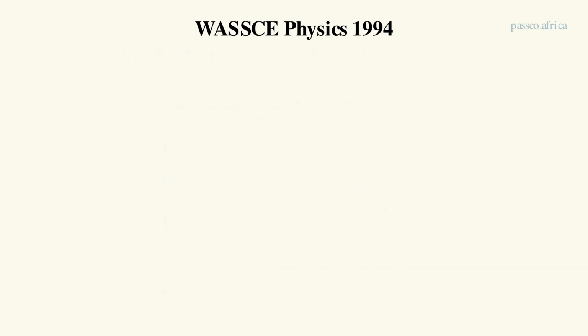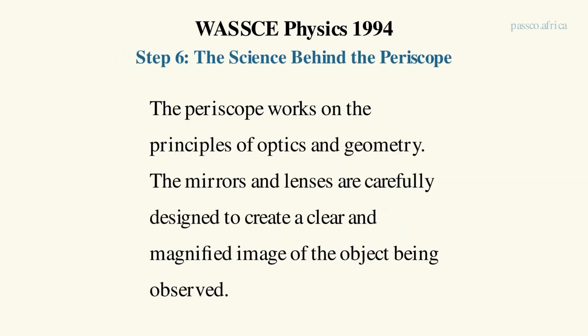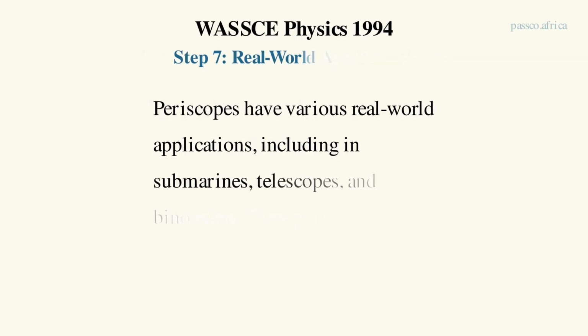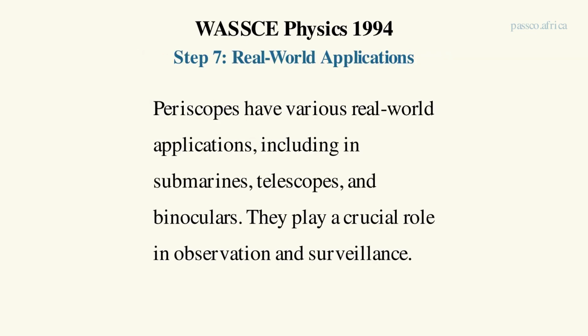The periscope works on the principles of optics and geometry. The mirrors and lenses are carefully designed to create a clear and magnified image of the object being observed. Step 7. Real-world applications. Periscopes have various real-world applications, including in submarines, telescopes, and binoculars. They play a crucial role in observation and surveillance.